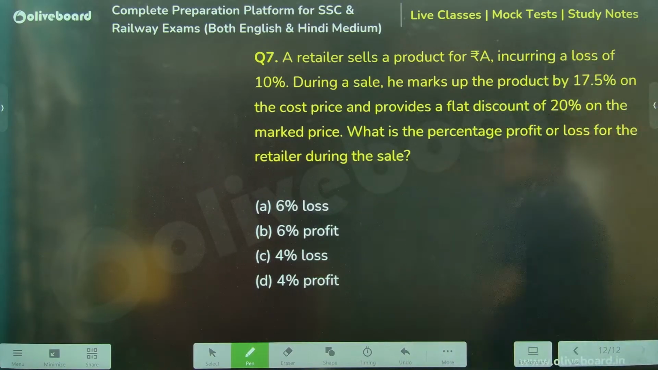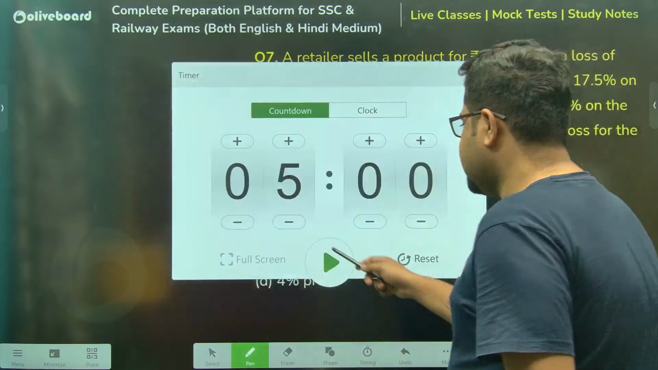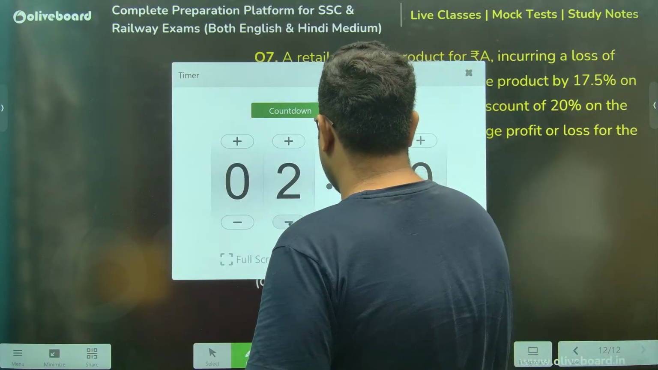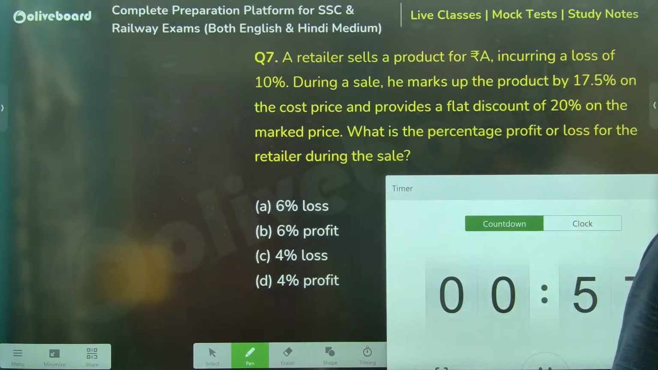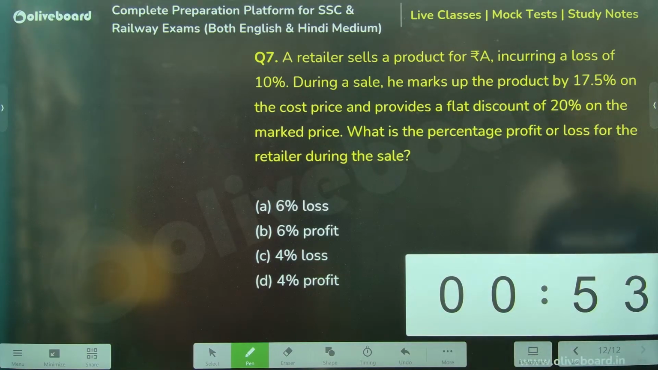This is the next question that I have given. Again, simple question, let's solve. I'm giving you a minute's time. 1 minute should be enough for this question.